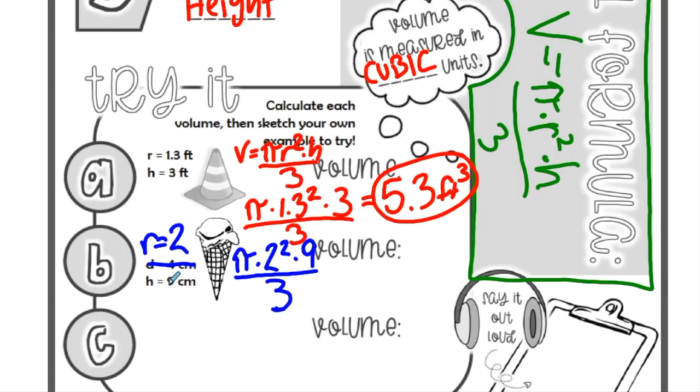Let's plug that into our calculators. Remember to do the entire top first. Multiply pi times your 2 squared times 9. Hit enter. Divide by 3. And you get your answer. Go ahead and try that. All right, I got 37 rounded 0.7.